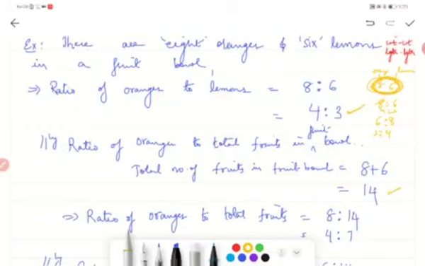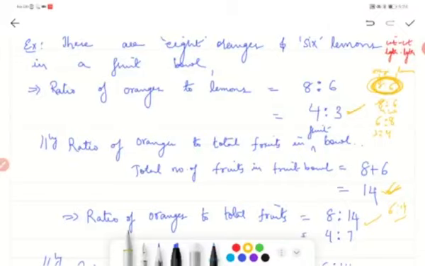So if I compare oranges with the total number of fruits in the bowl, it is 8 is to 14. If I compare lemons with the total number of fruits in the bowl, it is 6 is to 14, isn't it? So 8 plus 6, it is 14. So ratios can be asked with any kind.